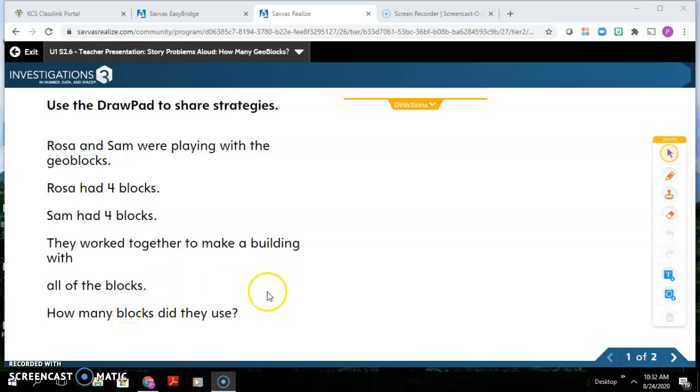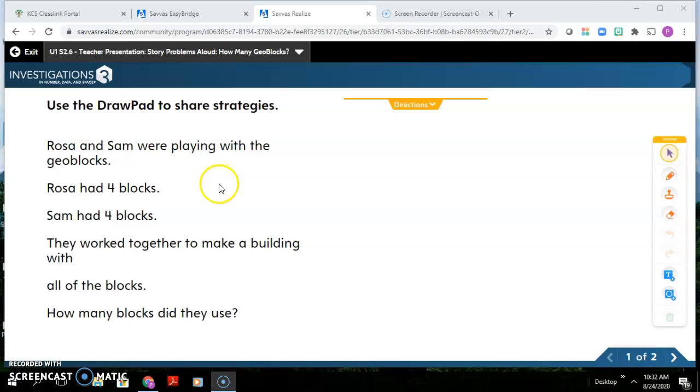So let's think of our question. How many blocks did they use? Well, let's think. Are they going to have more than 4 blocks at the end, or would they have less than 4 blocks at the end? They're going to have more than 4 blocks at the end. So let's look at some different strategies that we can do to help us solve this problem.